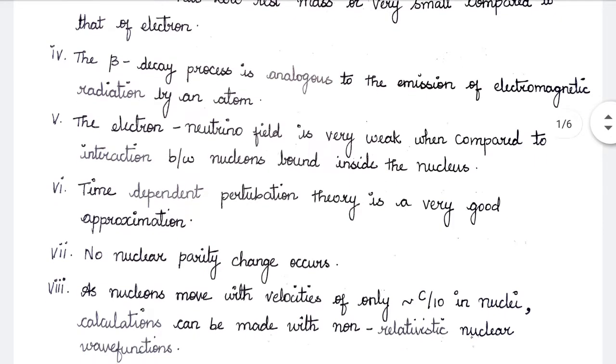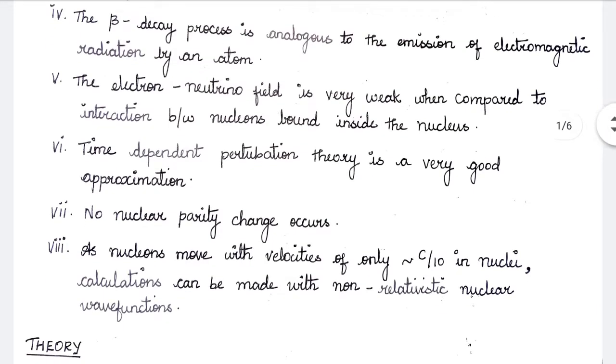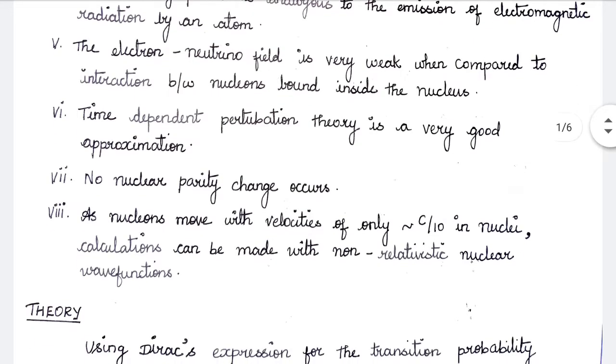And fourthly, this beta decay process is analogous to the emission of electromagnetic radiation by an atom. And the fifth assumption is, we know the nuclear force is the strongest interaction in nature. When we compare it with the electron-neutrino field, they are very, very weak.